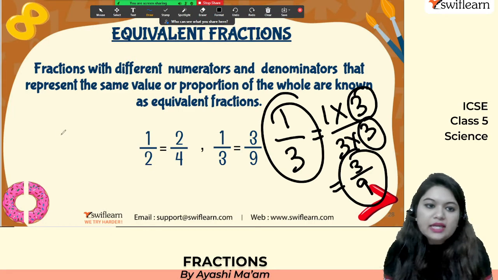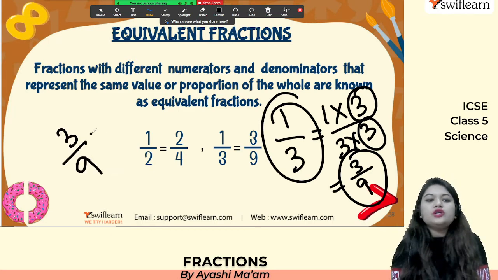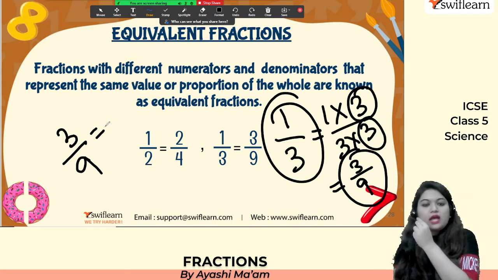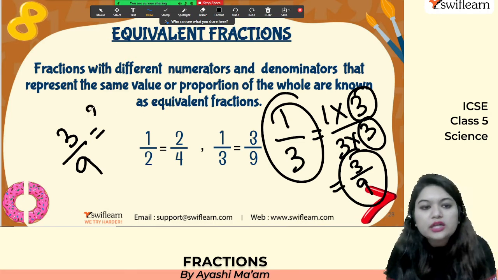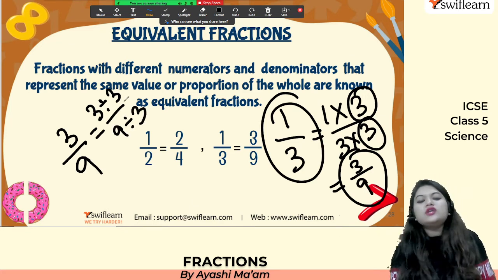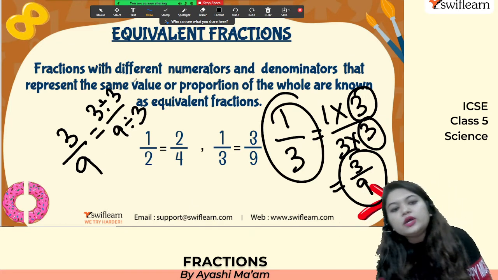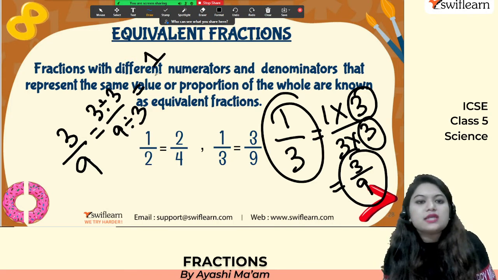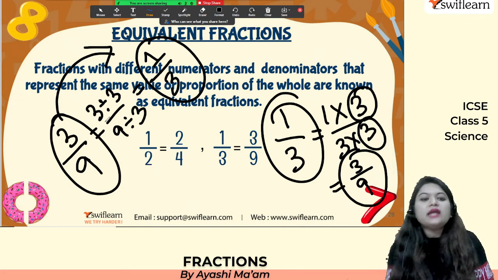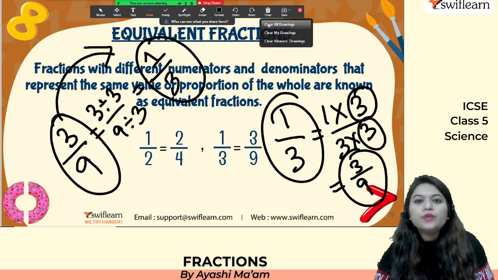Okay. And even if you take 3 by 9 and divide it, that means if you reduce it, this is called the reduction of the fraction. That means when you divide both the numerator as well as the denominator by the same number. So if I do 3 divided by 3, and here also 9 divided by 3, you will get the answer as 1 by 3, right? So again, the other way around also we verified that 3 by 9 is equal to 1 by 3.